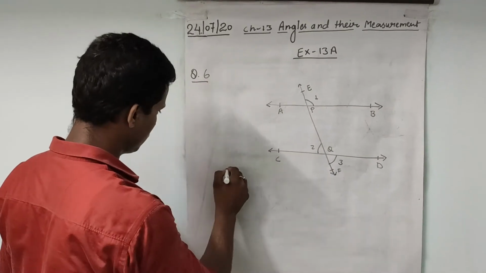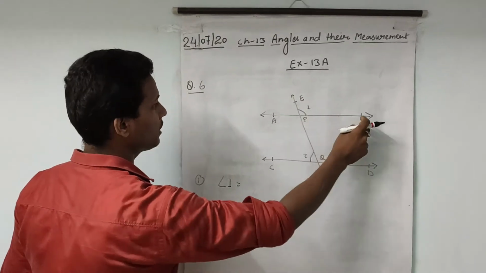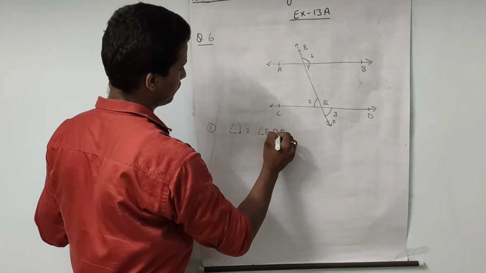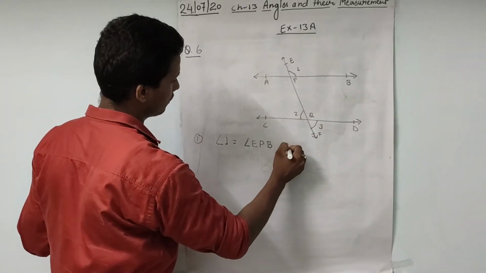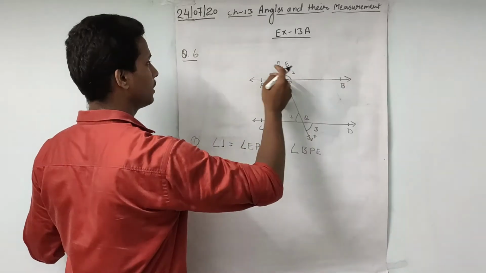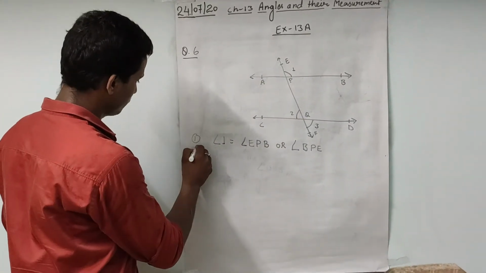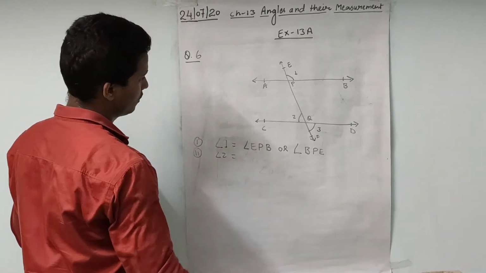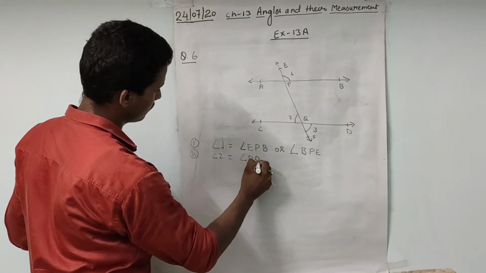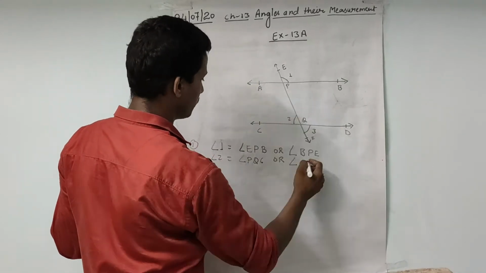For angle 1, we can write EPB, or you can write angle BPE. Both are correct, depending on whether we start from here or here. For angle 2, PQC, or you can write angle CQP.